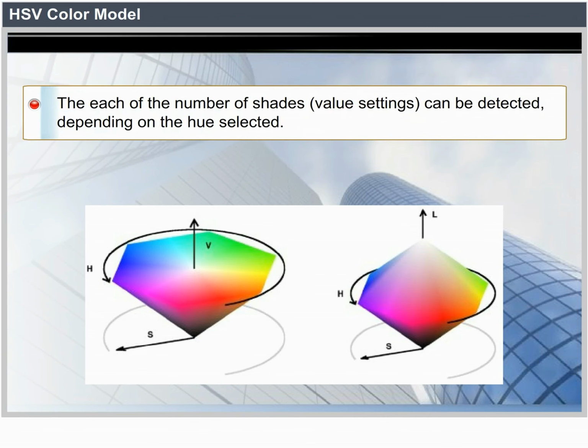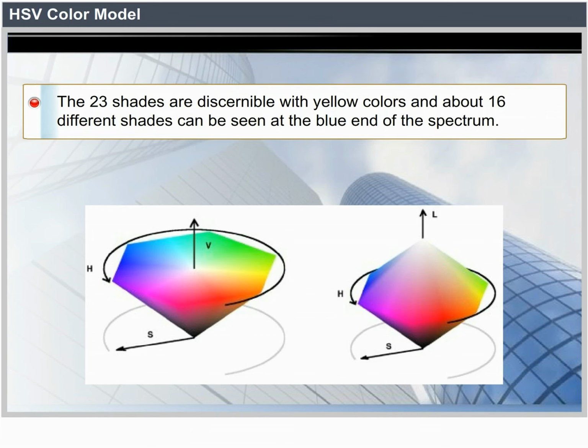For each of these, a number of shades, value settings, can be detected depending on the hue selected. About 23 shades are discernible with yellow colors, and about 16 different shades can be seen at the blue end of the spectrum.